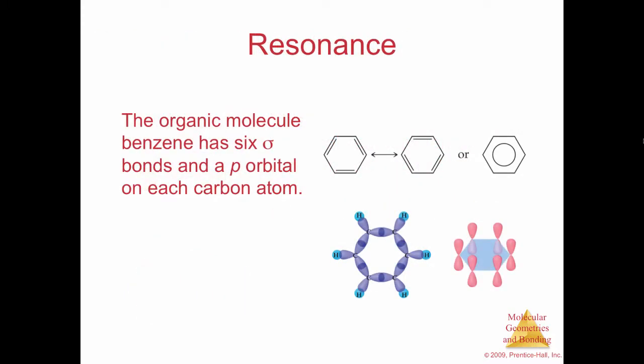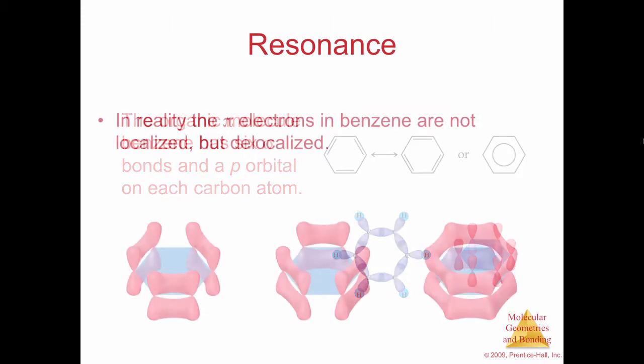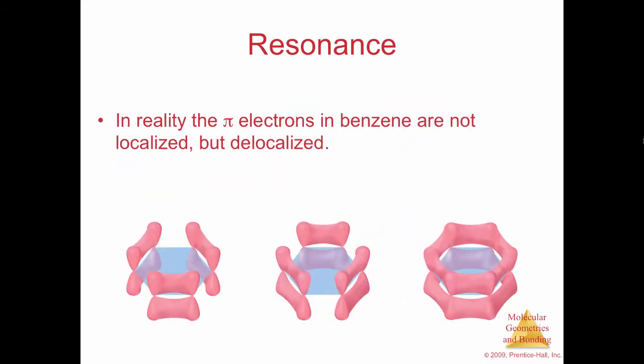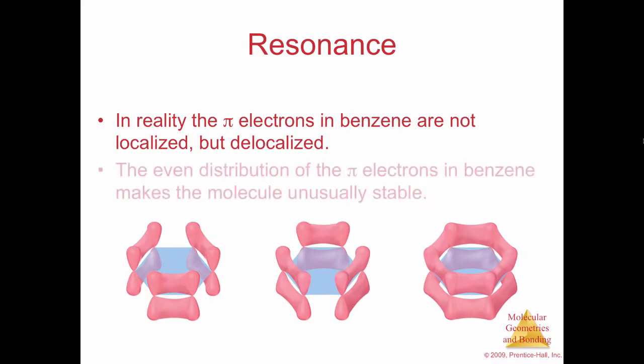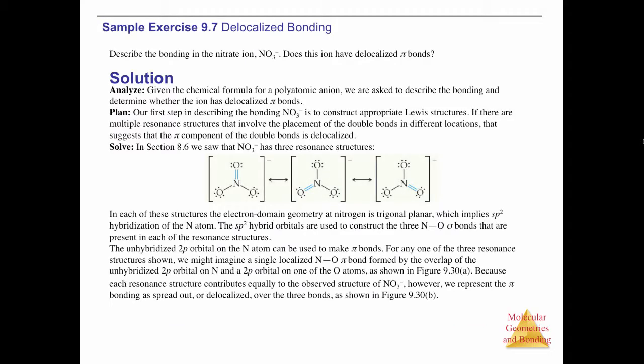Another example, the organic molecule benzene has 6 sigma bonds and a p orbital on each carbon atom. In reality, the pi electrons in benzene are not localized, but they are delocalized. The even distribution of the pi electrons in benzene makes this molecule unusually stable. Sample exercise 9.7, delocalized bonds. Describe the bonding in the nitrate ion.